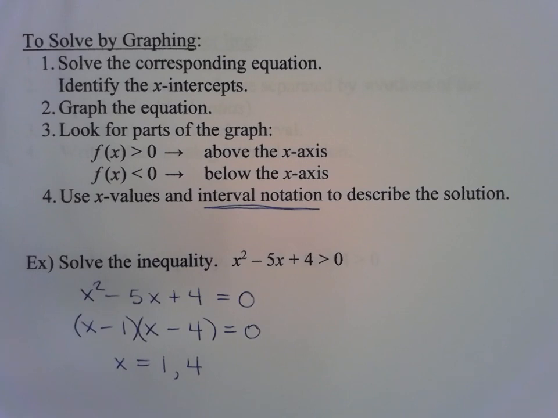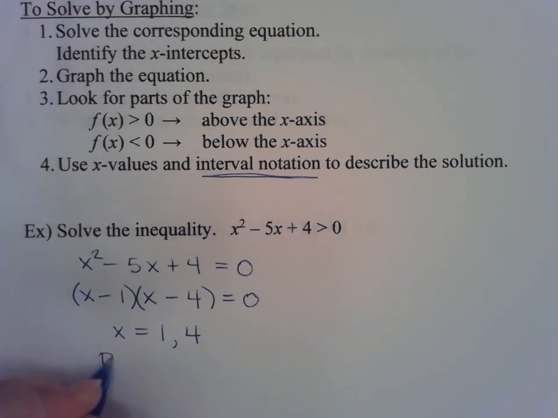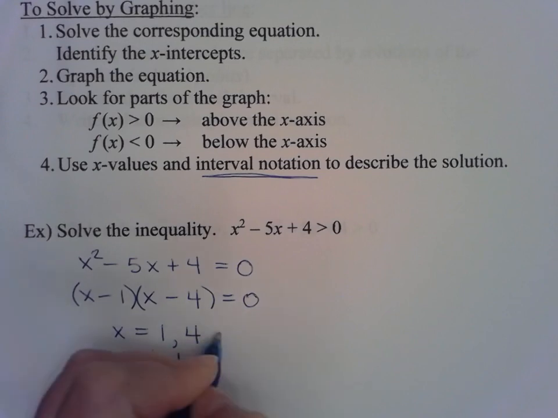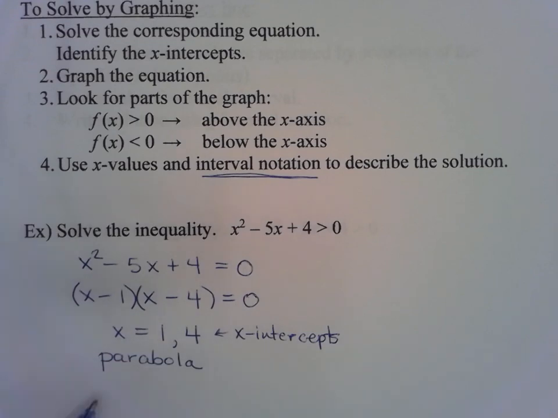Okay, so to make this kind of rough sketch of the graph, I need to have a good idea of the graph shape. Because I have an x squared, I know this is going to be a parabola. I know it's going to have these x-intercepts. The only other thing that I might need to know is whether the parabola opens up or opens down.